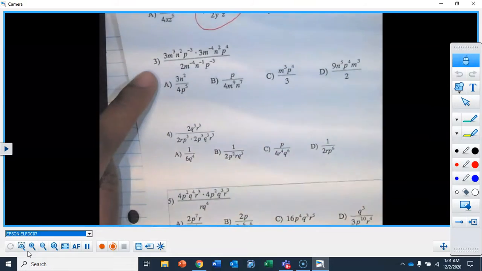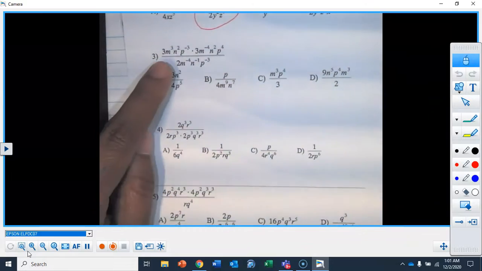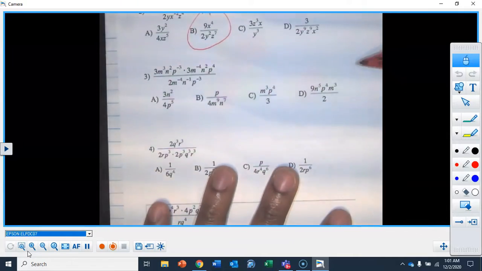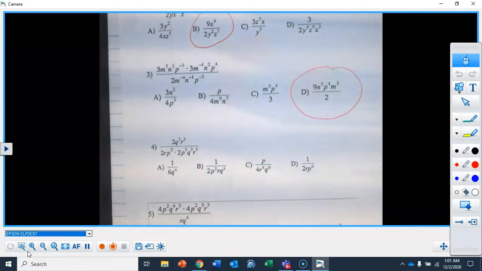Yeah, I did this one too because in class, remember, everybody finished really fast. It was 3 times 3 over 2, so it was a 9 over 2. The answer for this one is D. So if you want to pause the video and work this one, you can.